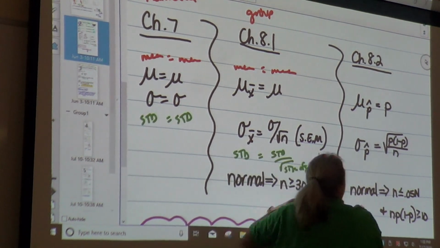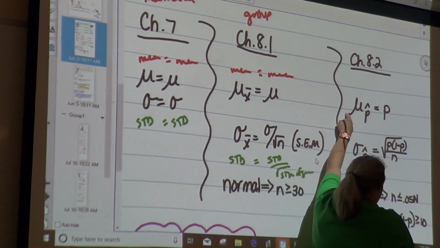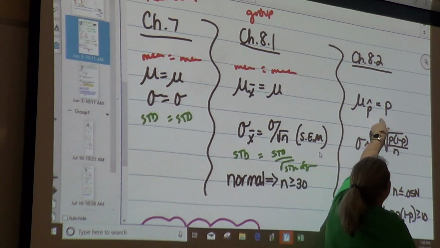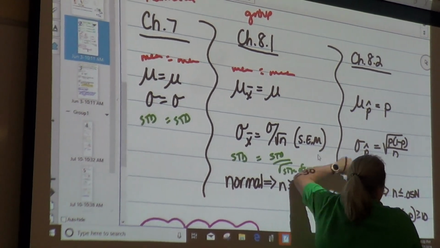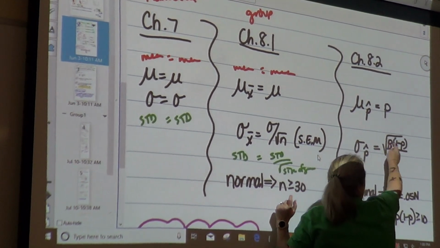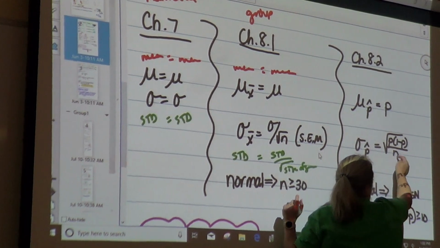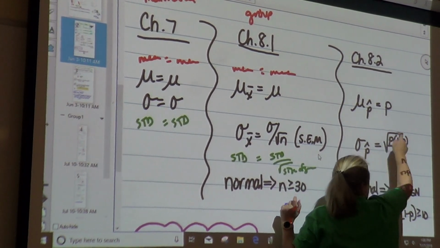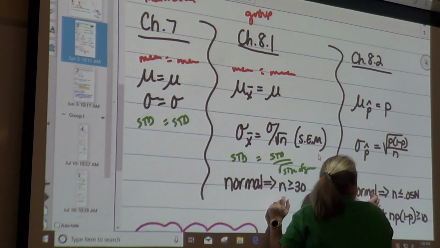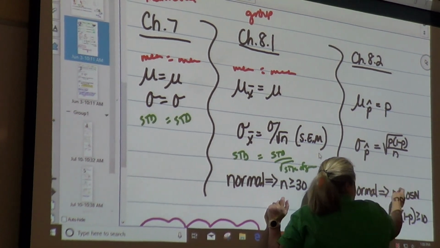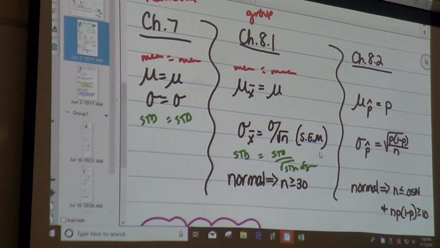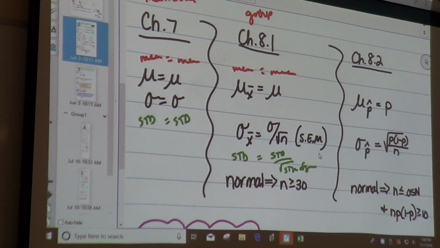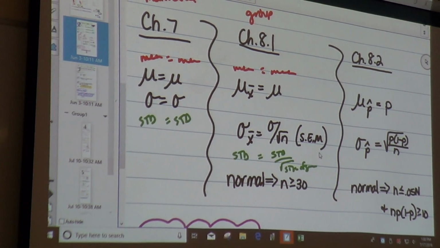Then if it talks about a percentage, your mean is going to be your percentage. Your standard deviation is going to be your percentage times 1 minus your percentage, divided by the size of the sample, take the square root. And if I say, is it normal, you've got to do these two things to tell me if it's normal. Those are the 3 types of problems.